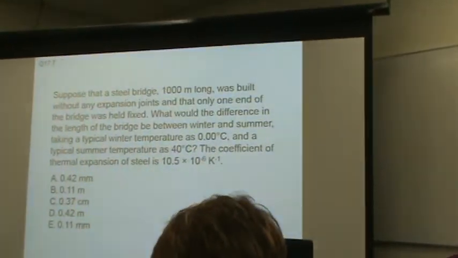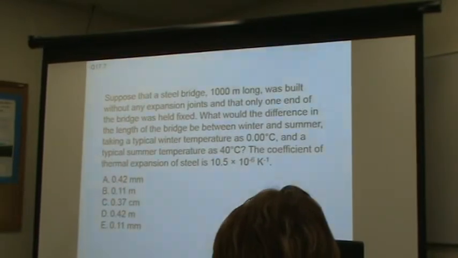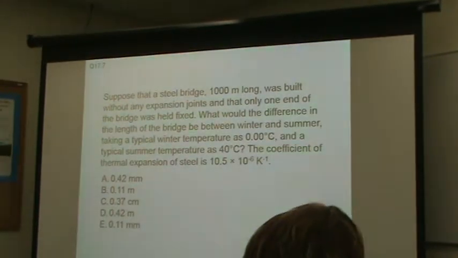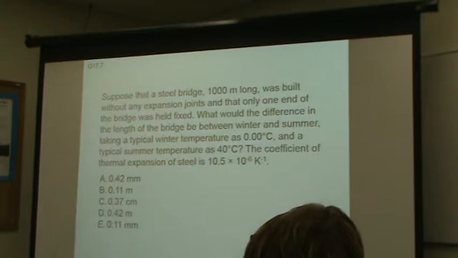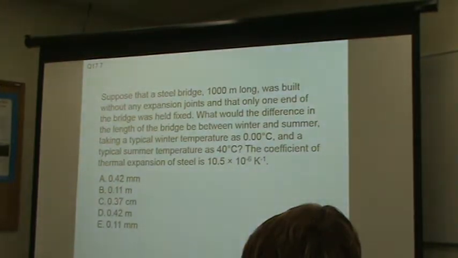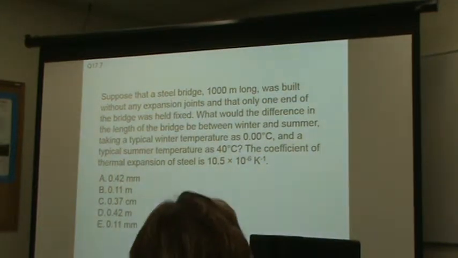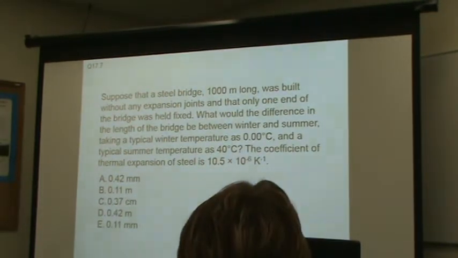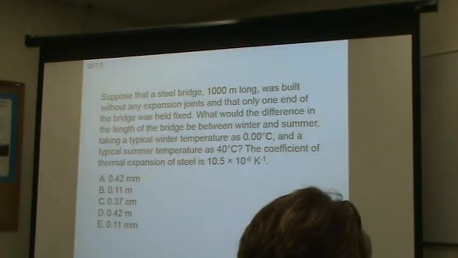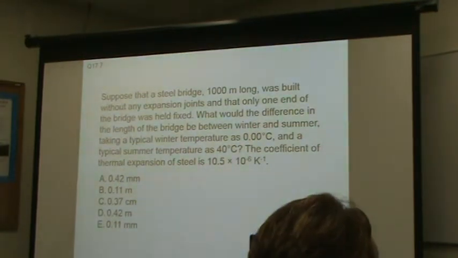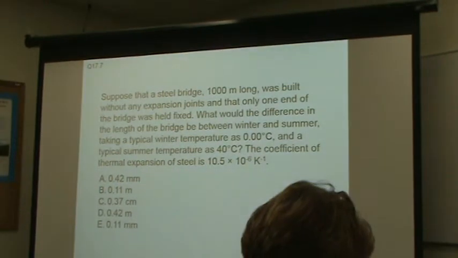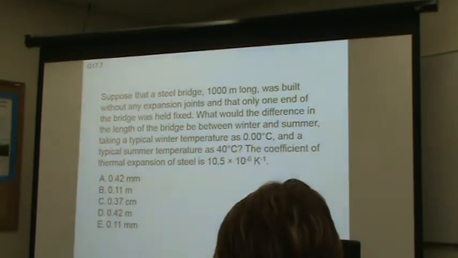17.7. Suppose that a steel bridge 100 meters long was built without any expansion joints and that only one end of the bridge was held fixed. What would the difference in the length of the bridge be between winter and summer, taking a typical winter temperature at 0 degrees Celsius and typical summer temperature at 40 degrees Celsius? The coefficient of thermal expansion of steel is 10.5 times 10 to the negative 6, 1 over Kelvin. While you guys are calculating, I'll go grab those sheets off the printer.